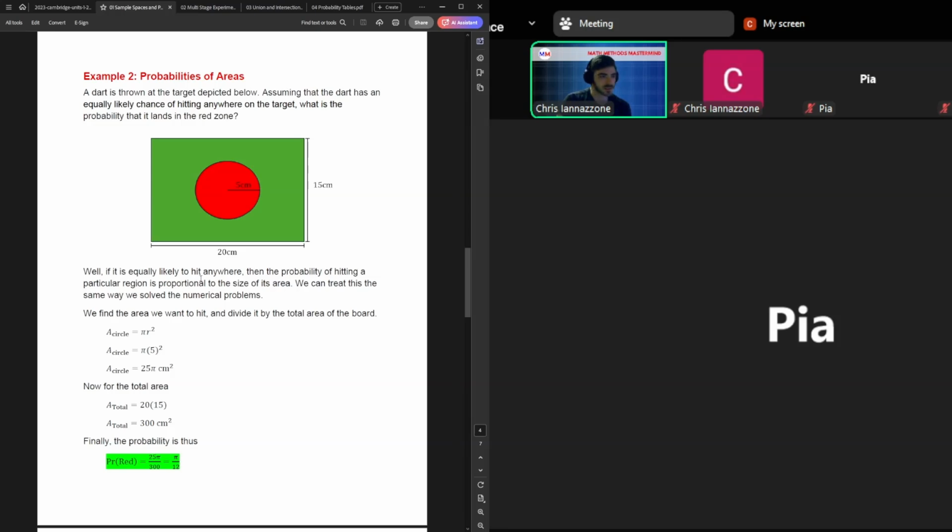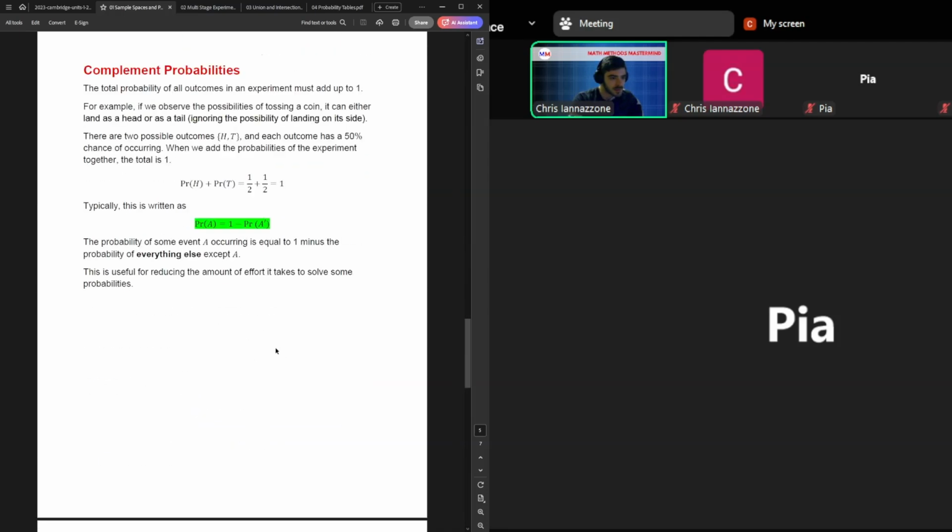Probabilities around areas. Potentially what you could be using are area equations now. So it's like, what's the probability of hitting the red spot with a dart? Well, you just look at your total possible area that you could hit, so a rectangle in that case, and the area that you want to hit is going to be the red, so the area of the circle. So you find the circle, you find the total area, circle divided by total, that's going to be your overall probability of hitting that spot, assuming everywhere is equally likely to hit.